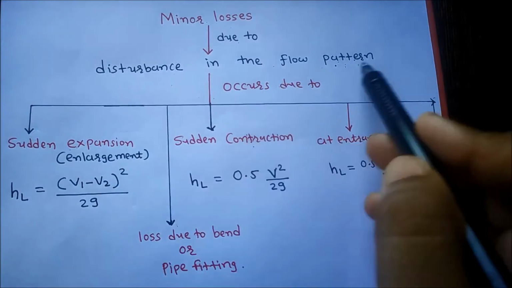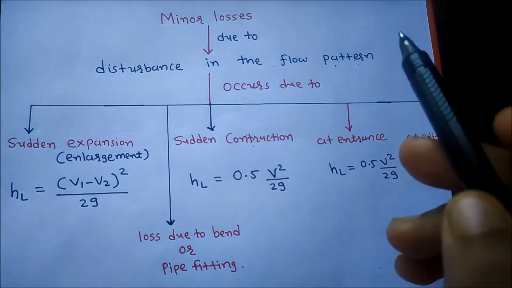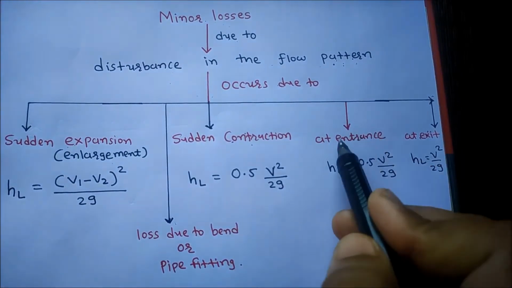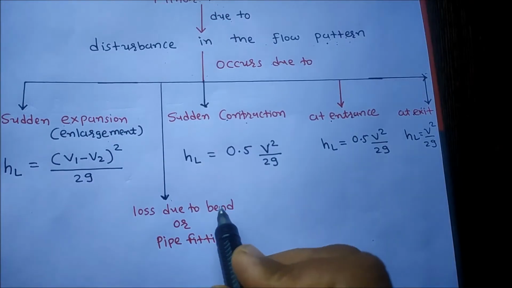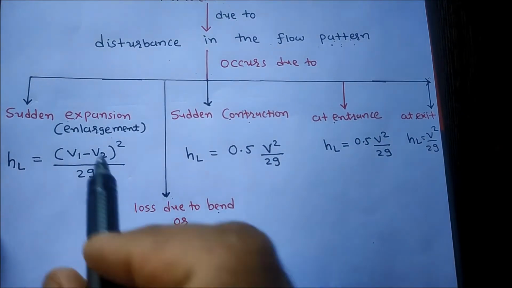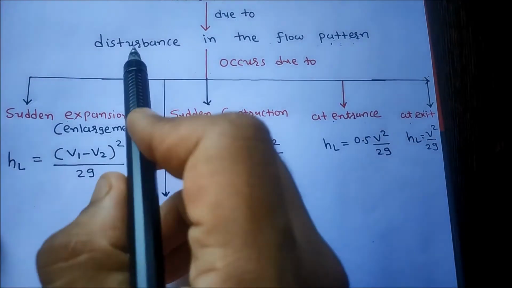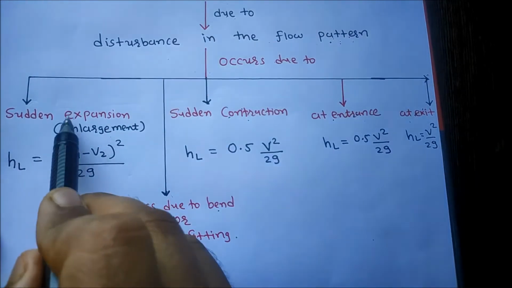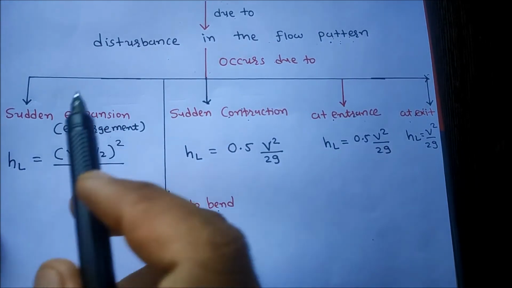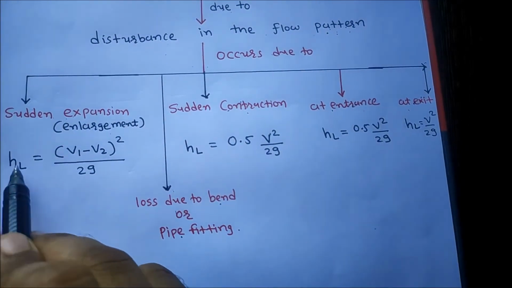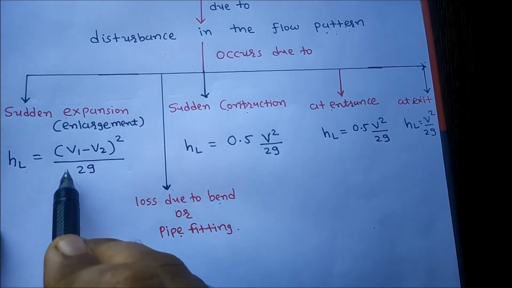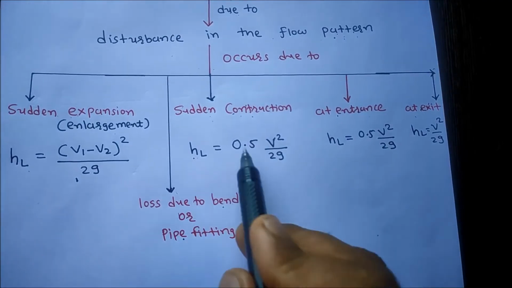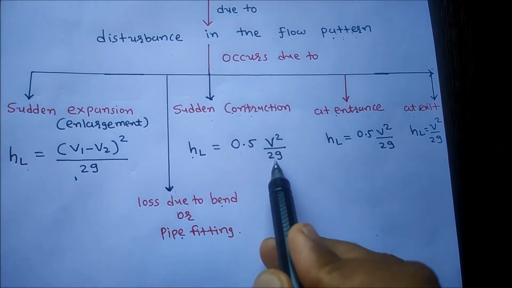So a disturbance in the flow pattern happens when there is a sudden enlargement, a sudden contraction, at entrance, at exit, when the pipe is bent, or pipe fittings. Those are the cases where there is a disturbance in the flow pattern. So minor losses happen when there is a sudden enlargement. The loss due to sudden enlargement is head loss equal to (V1 minus V2) whole square divided by 2g. Second is loss due to sudden contraction, HL is equal to 0.5 V square by 2g.